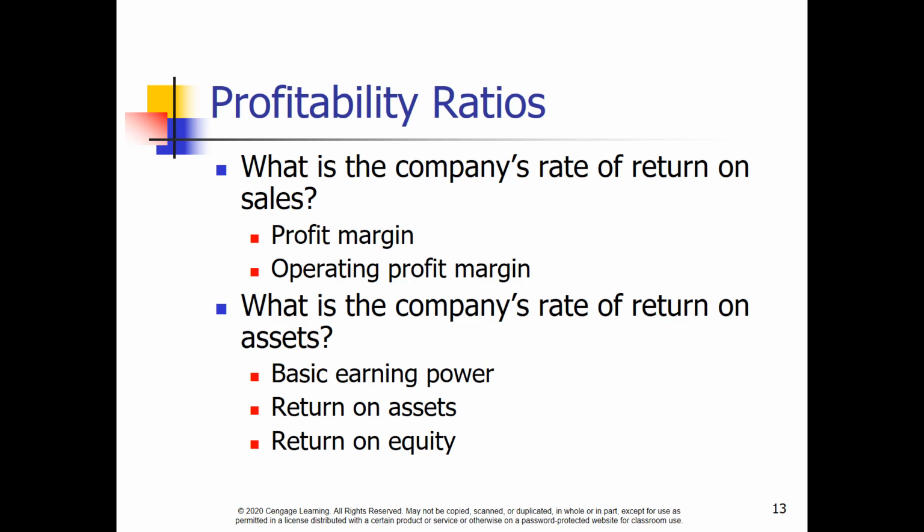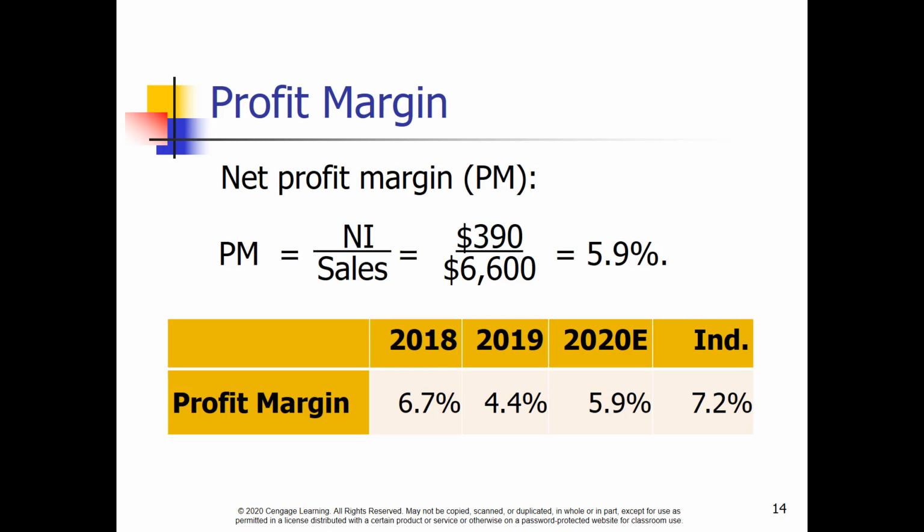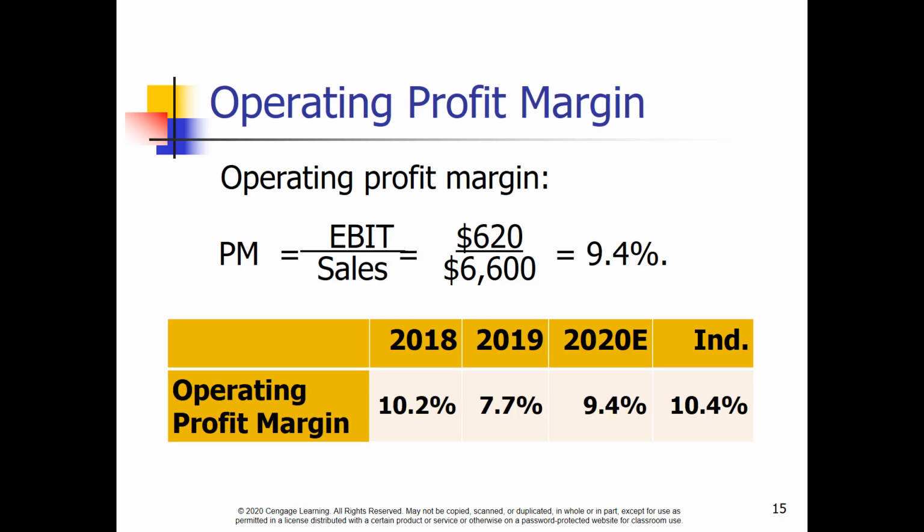Profitability ratios pretty obviously measure how well the firm is generating profits. Net profit margin is simply the bottom line, and it's also called the profit margin on sales. It measures profit per dollar of sales. While the projected 2020 profit margin is expected to improve, it's still well below the industry average. Operating profit margin measures how well the firm is performing before taking interest payments and taxes into account. Again, the firm has improved, but is still below the industry.